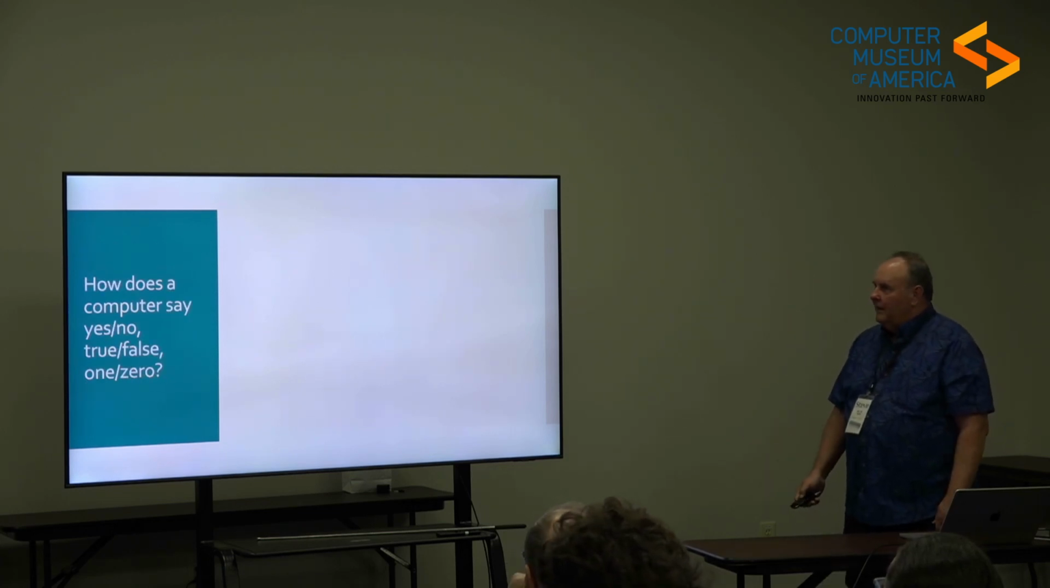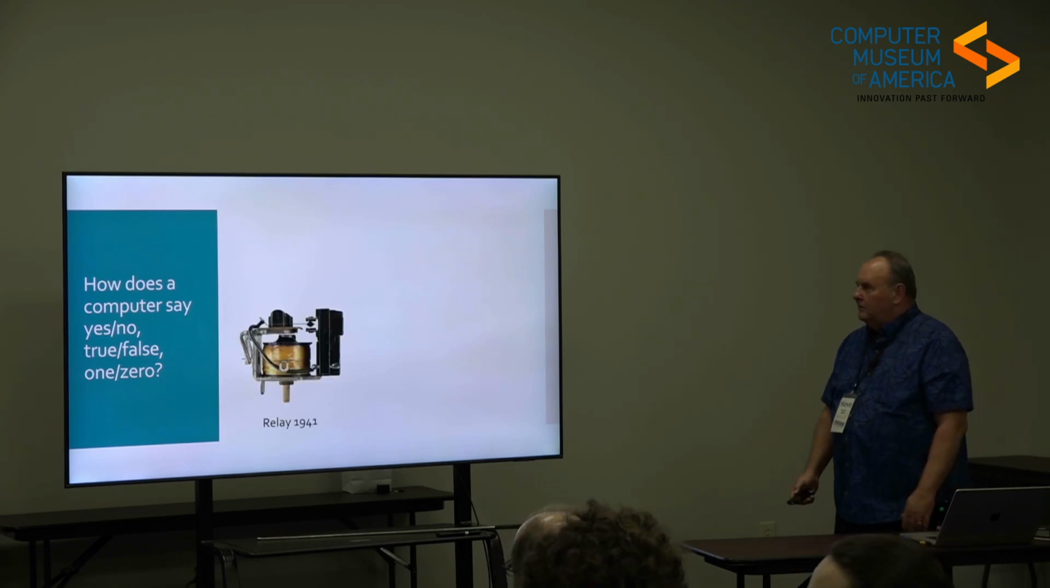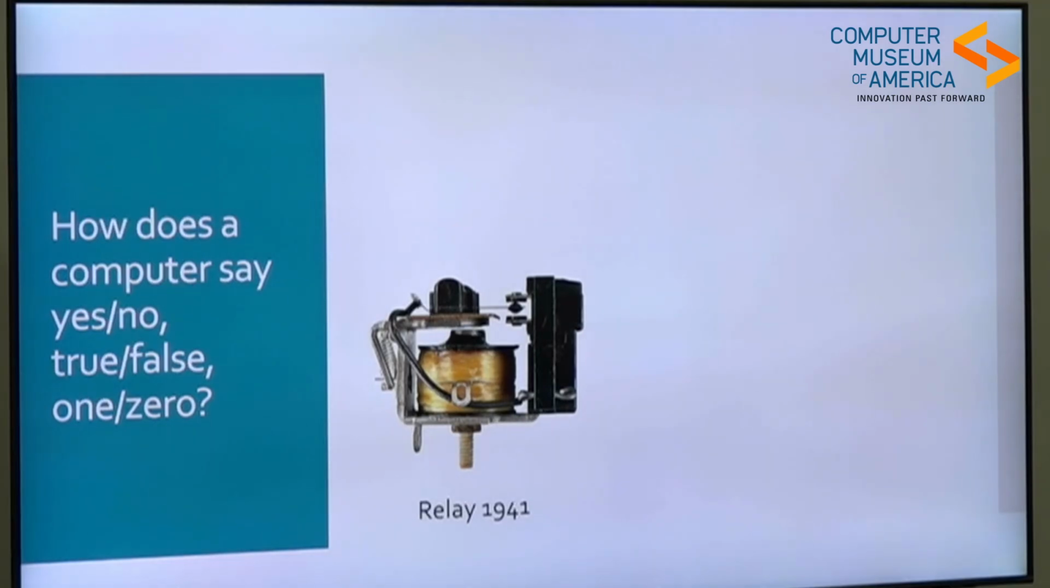All right, so how does a computer say yes, no, true, false, 1, 0? Well, the first computer that was built with relays was built in 1941. Now, the way this works is that this is an electromagnet. When it is powered on, it pulls this piece of metal down, and when it's off, this little thing here can connect with the top, but when the magnet goes on, it pulls it down and it connects with this one. So there's your 1 and 0.